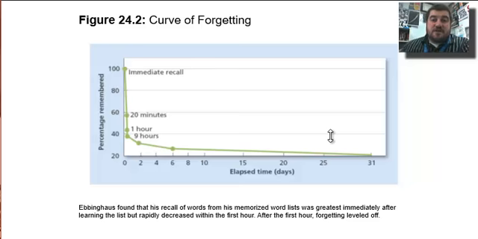Here is the curve of forgetting. You can see, and he used nonsense syllables so that we couldn't connect the information to anything else that we already knew. Basically, these times in hours, immediate recall is almost 100%. Wait 20 minutes after learning, and that number drops all the way down to lower than 60%. After an hour, you're approaching 40%. 9 hours, you're below 40%. And then it levels off from there into the 20s. You're recalling only about 20% of what you can originally remember.